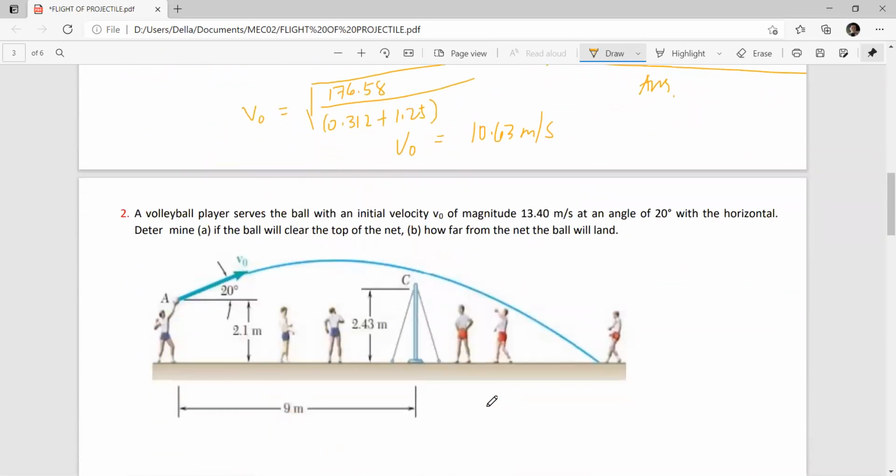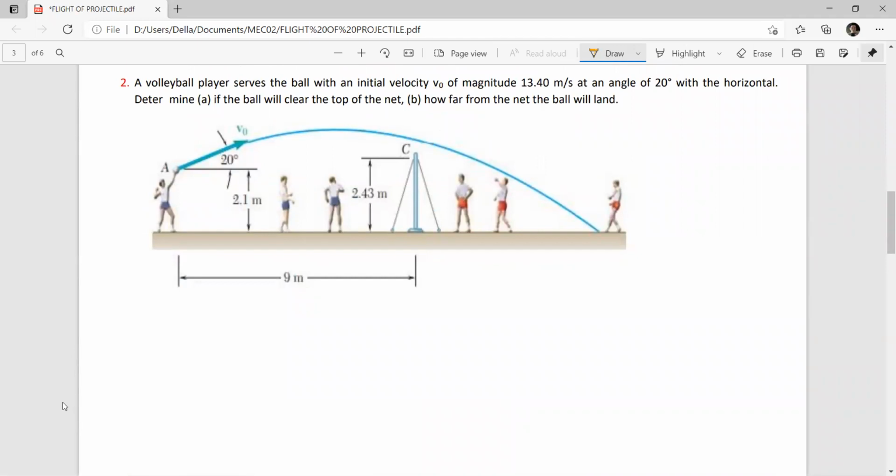Okay, so let us go to example number 2. A volleyball player serves the ball with an initial velocity of magnitude 13.40 meter per second at an angle of 20 degrees with the horizontal. Determine if the ball will clear the top of the net. Okay, so this one is point C. So let us establish this as point B. And this is point D.